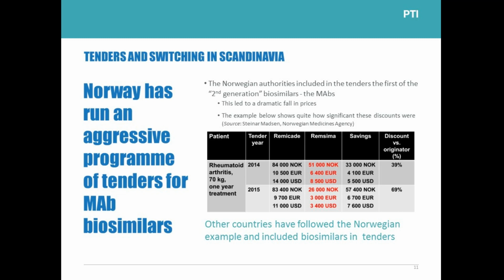And other countries have not been blind to this. They've seen the Norwegian example and therefore included biosimilars in their tenders.